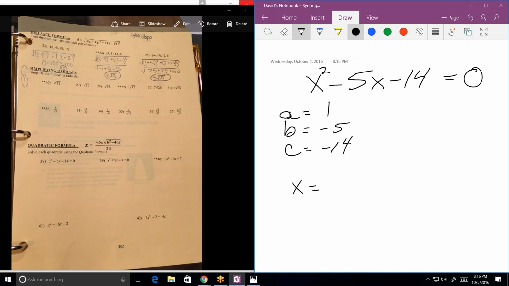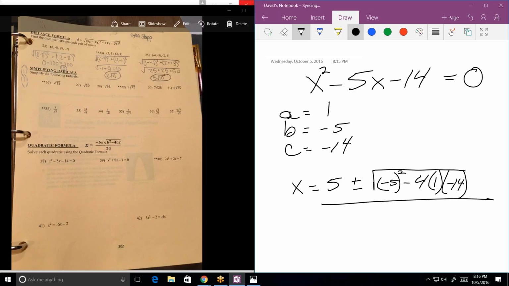So it'd be x is equal to 5 plus or minus the root of minus 5 squared minus 4 times 1 times minus 14, right? And I would always write it exactly like that. And notice, well, hold on. There's still a 2 in the bottom.